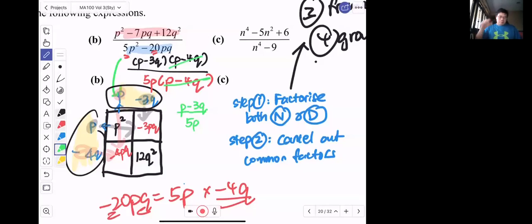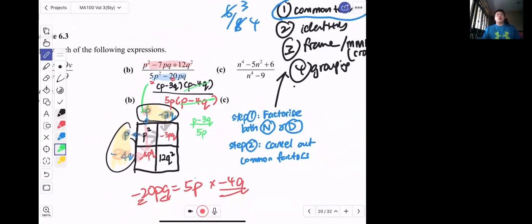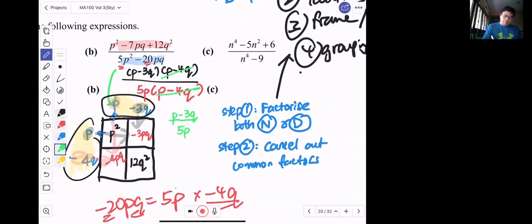Okay, later I'll send you. Okay, so far, so this is the answer for example 6.3b.